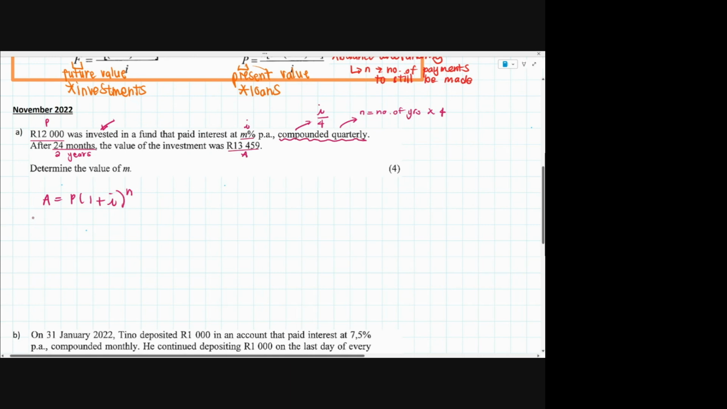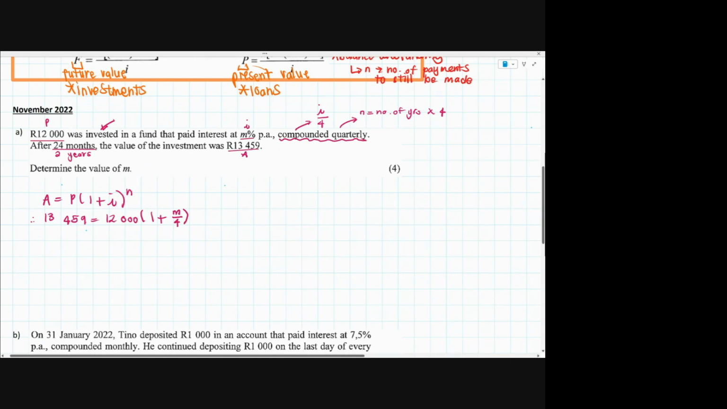Once you've identified what all your variables are and what all your amounts are, you just plug it in. So A, we know is the 13,459. P, we know is the 12,000 we initially invested. 1 is the constant, plus I, so that's my M value. But remember, because it's compounded quarterly, I need to divide that by 4. If M, say for example, was 12%, that would be per annum, as it says there. However, we need to split it over our quarters, so we divide it by 4. And then we can close our bracket and we would raise it to the appropriate exponent.